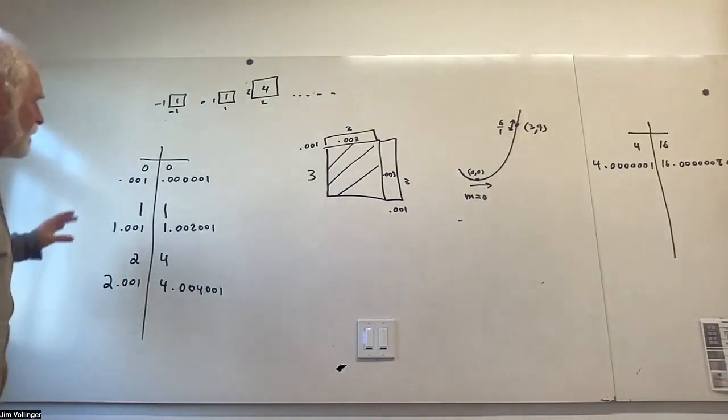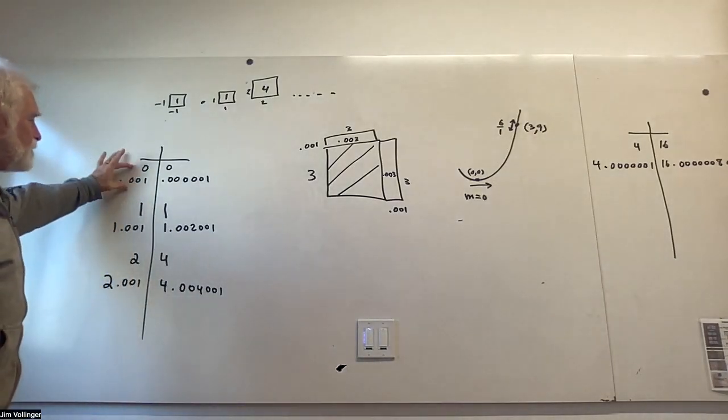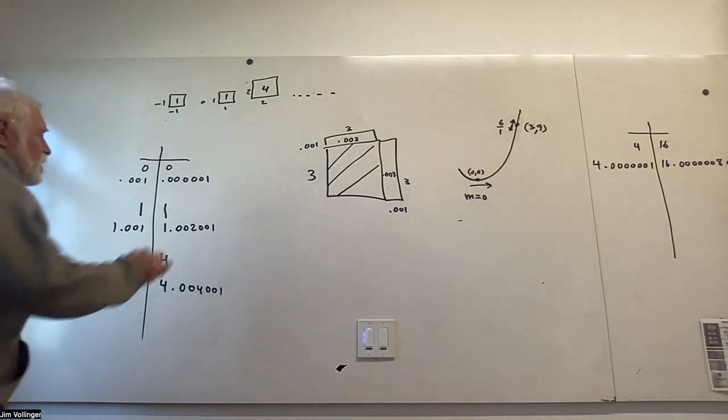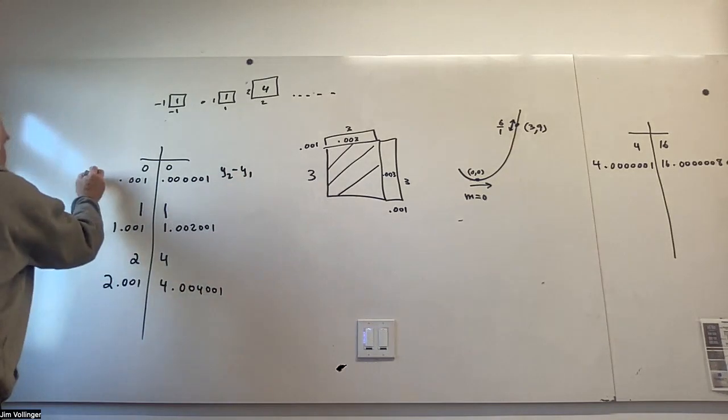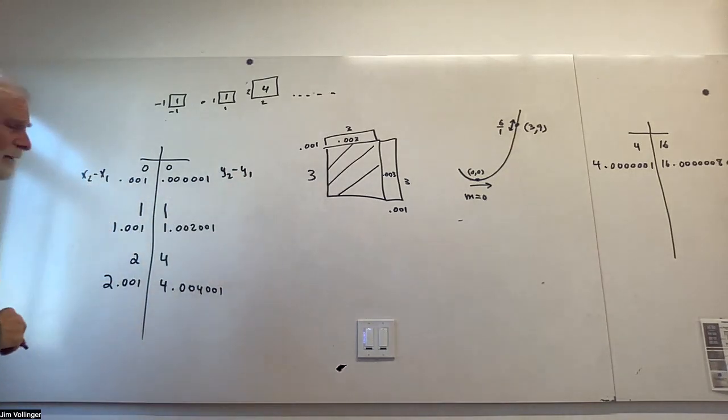Okay, and what I'm going to look at here is change. I'm looking at y2 minus y1, and I'm looking at x2 minus x1. And that is our definition of slope.